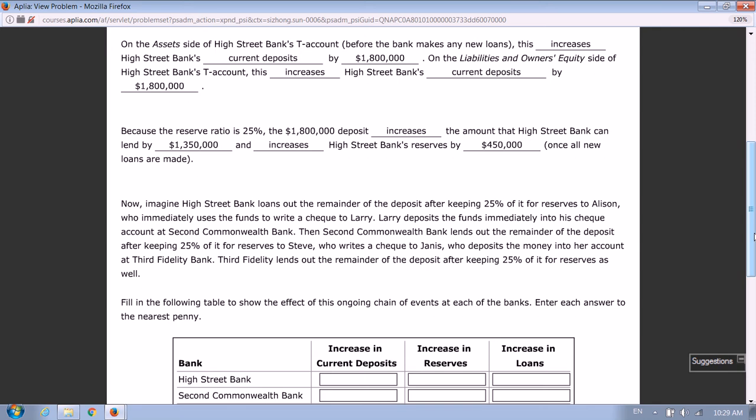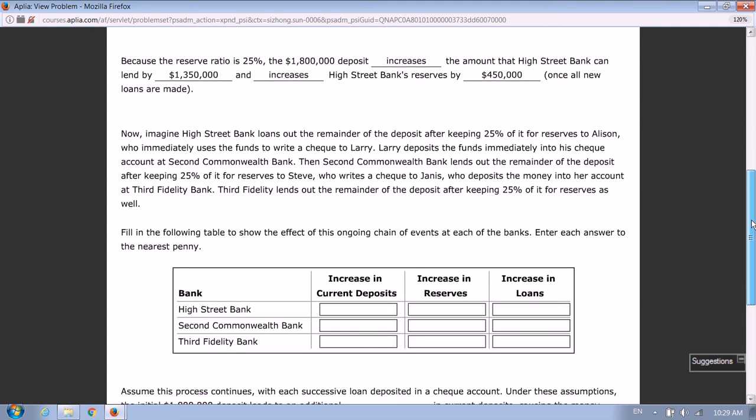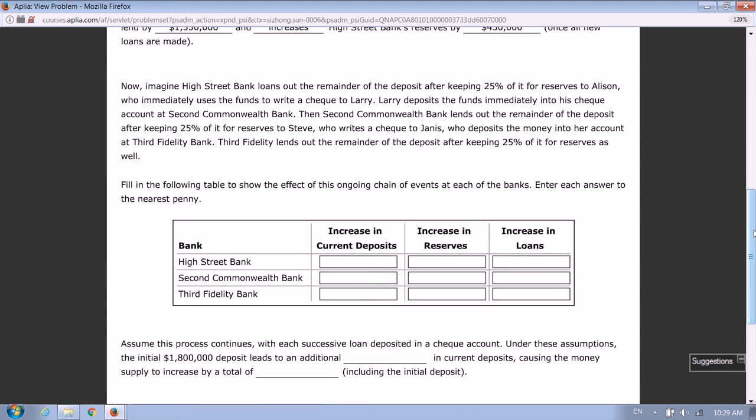Then Second Commonwealth Bank lends out the remainder of the deposit after keeping 25% of it for reserves to Steve, who writes a check to Janice, who deposits the money into her account at Third Fidelity Bank. Third Fidelity Bank lends out the remainder of the deposits after keeping 25% of it for reserves as well.